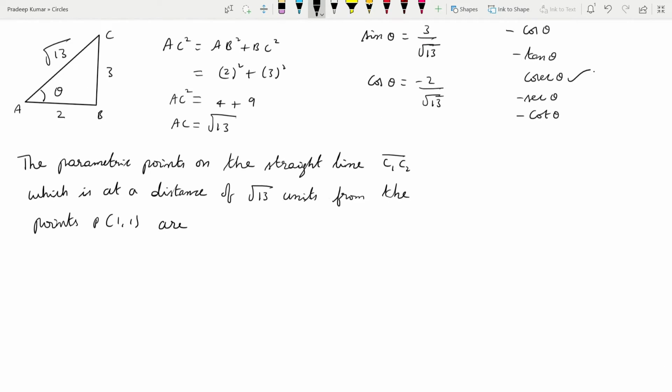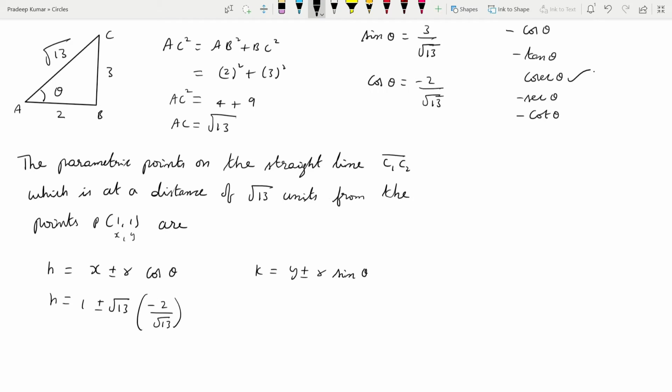So for that we can write h equal to x plus r cos theta, and when it comes to k, which is y plus r sin theta. Whereas the x and y values, which is P(1, 1), which was given, so this is x and y, whereas r is also given, that is root 13. So here I can get h equal to 1 plus root 13 times cos theta, which we just got as -2/√13. So I'll just substitute here -2/√13.